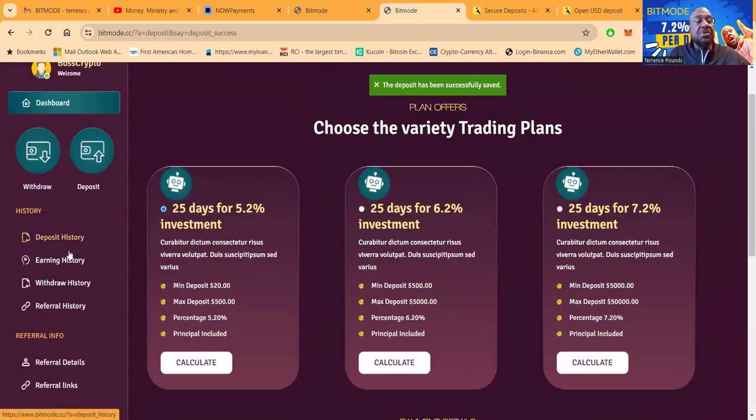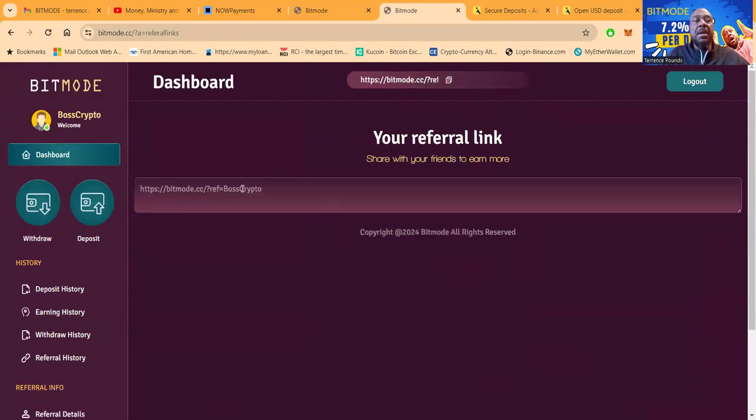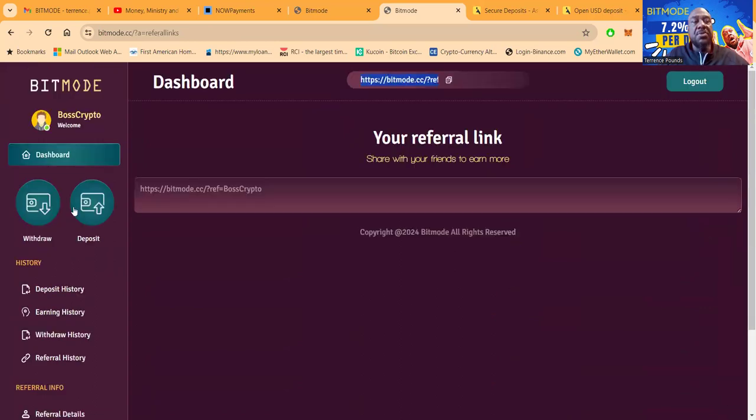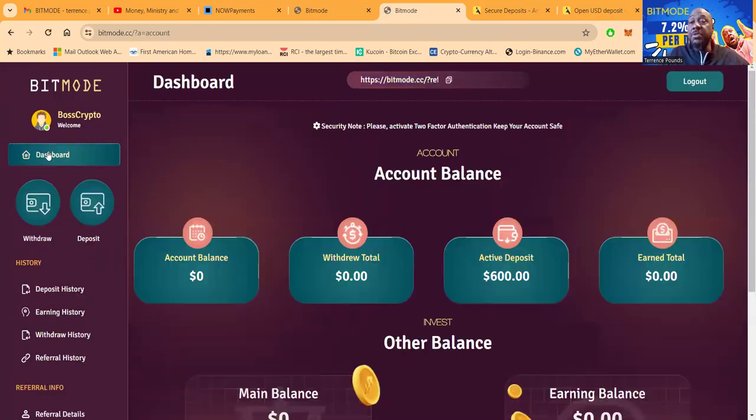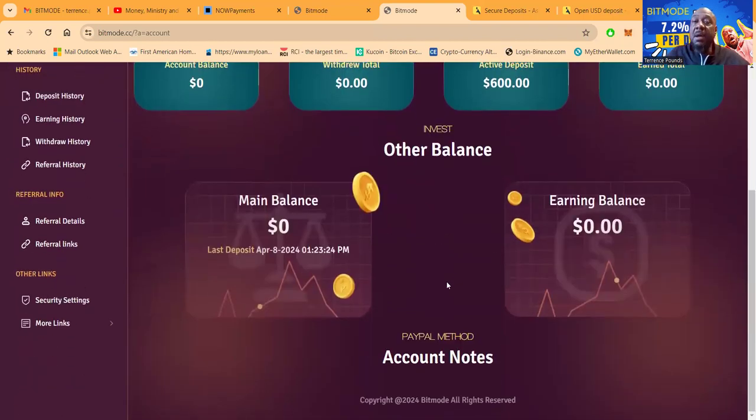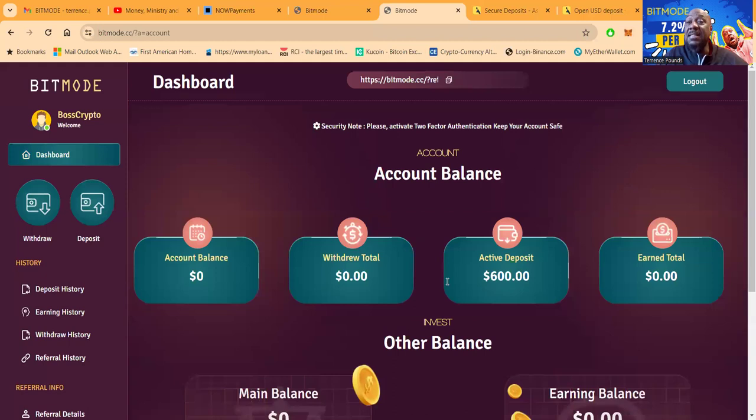Now, folks, I already showed you about the referrals. I don't have anything going on right here, but I will have my referral link, which I'm copying from right here, and it will be in the description of the YouTube video. But Bitmode, folks, brand new, not even 24 hours in. You see my deposit is active, and I'll be coming back in here to get my 6.2% per day.